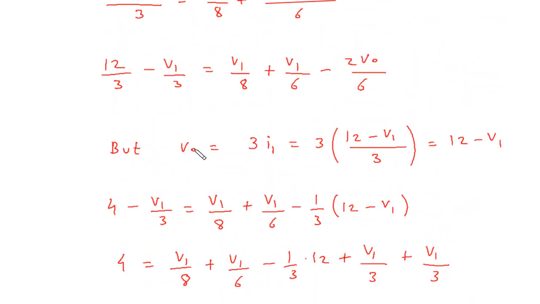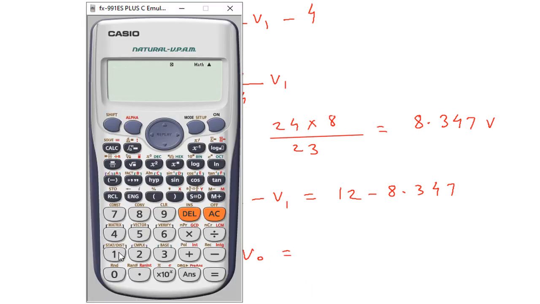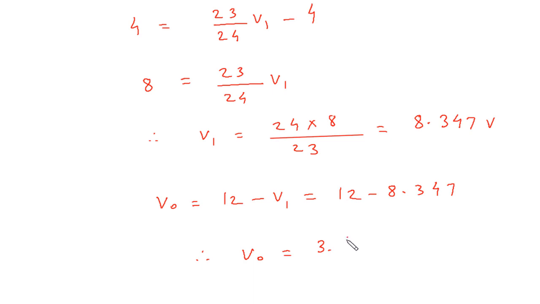But we have to find this VO. So VO is equal to 12 minus V1. So this will be 12 minus 8.347. Therefore, VO is equal to 3.652 volt.